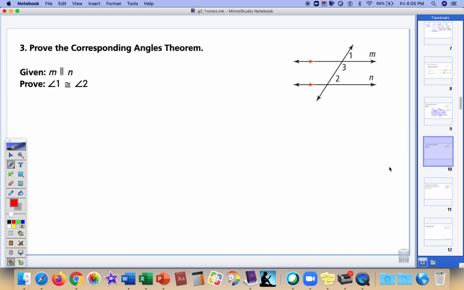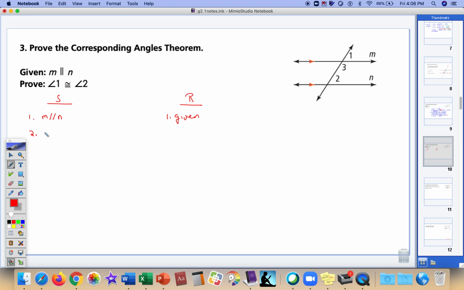Now let's prove the corresponding angle theorem. So we're given that m is parallel to n, and we've marked the parallel mark. And we want to prove that angle 1 is congruent to angle 2. So we have a statement column, and we have a reason column. And so step 1 is just restating the given, which is m parallel to n is given. Now we can use the theorems or the postulates that we've already talked about or proven to prove this theorem. So I'm going to use the same side interior angle postulate.